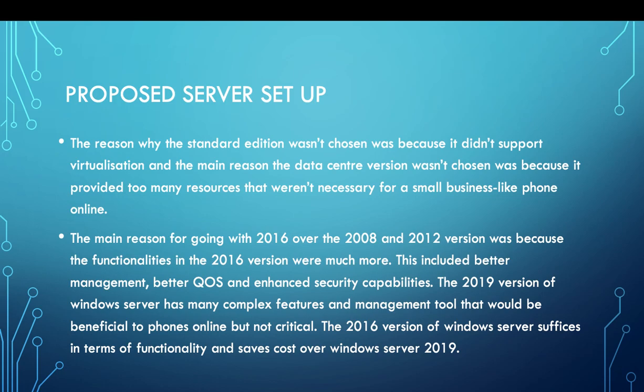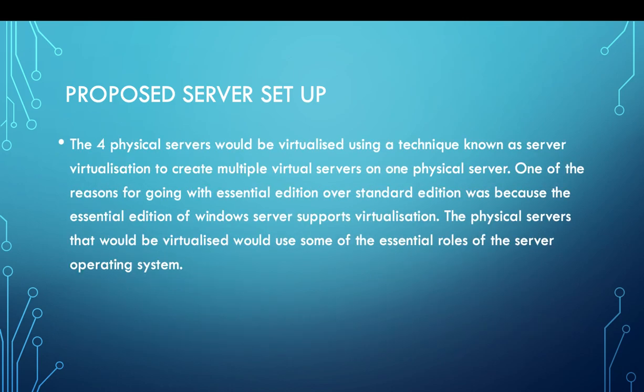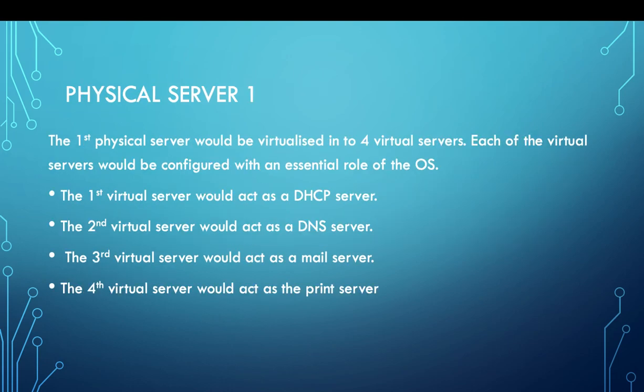the most number of features compared to 2008 and 2012, and it also gave the most features with the least cost. 2019 gave more features, however, it wouldn't really be used that much in a small organization like Phones Online. The four physical servers would be virtualized using server virtualization, with multiple virtual servers being created on the physical server, and the Essential Edition of Windows Server 2016 supports this.